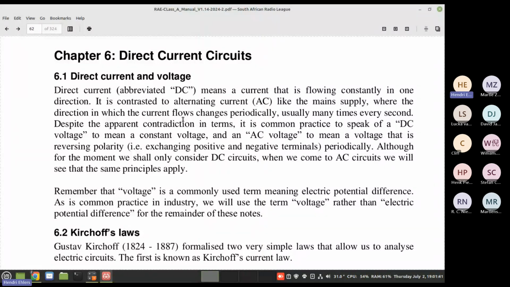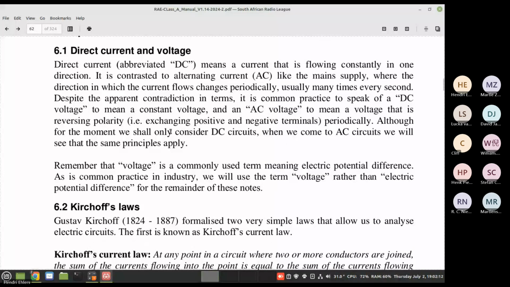A DC circuit has a positive and a negative terminal. And then, of course, we work with conventional flow. But there is one section here where they refer to electron flow, and that confuses the argument they're trying to bring across. But after reading the explanation, a person understands that.